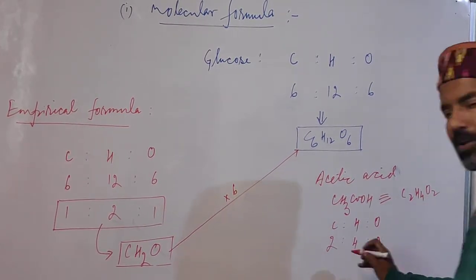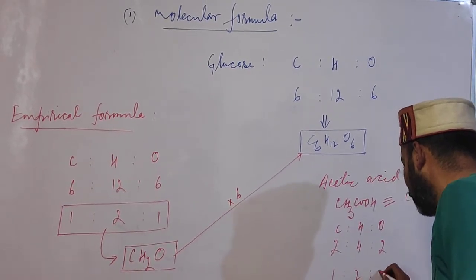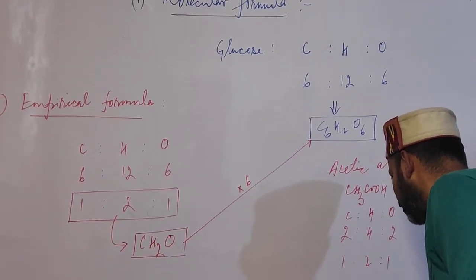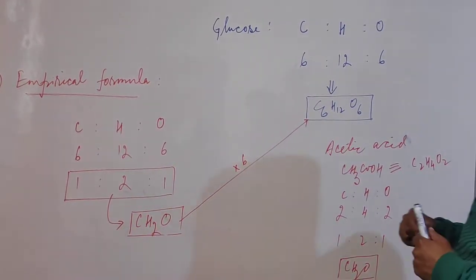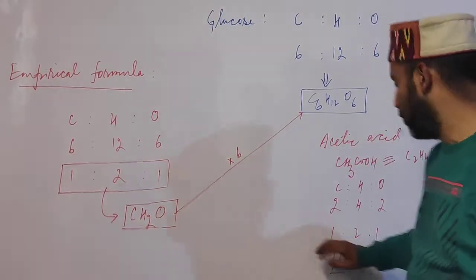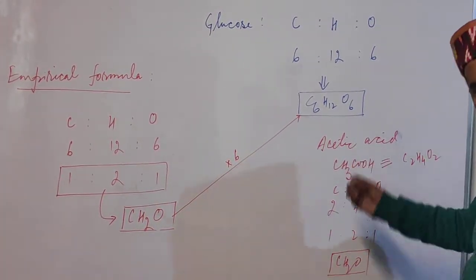C2H4O2. Now what is the empirical formula? See students, this is 1:2:1. That is CH2O. So इसका भी empirical formula same है. So this is very important to note that empirical formula same होने का मतलब ये कभी नहीं होगा कि compound भी same होगा. Compound different भी हो सकता है.